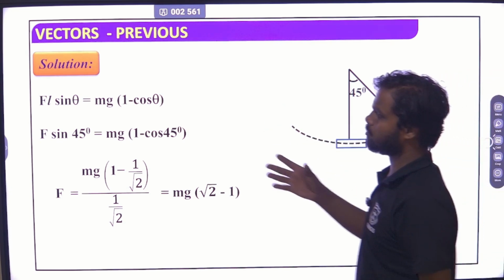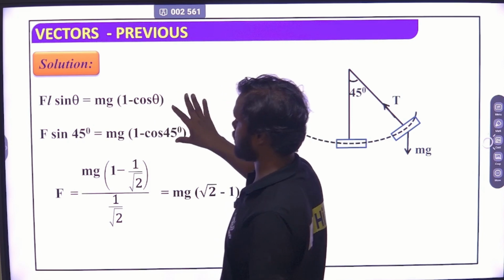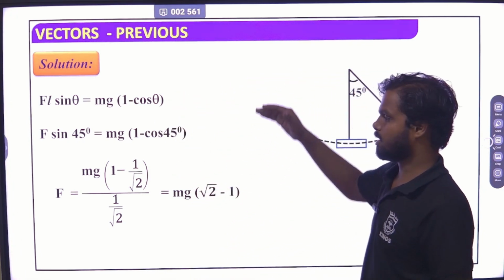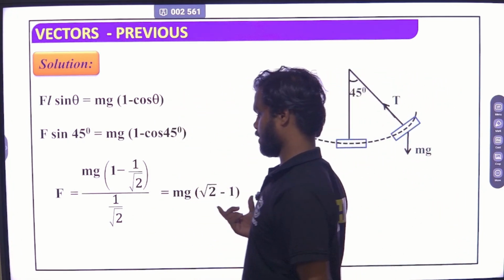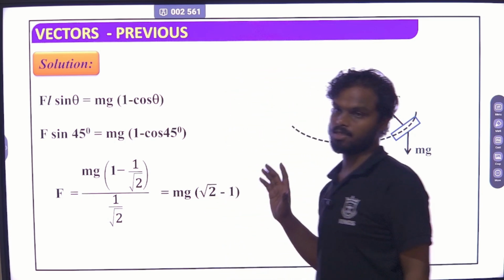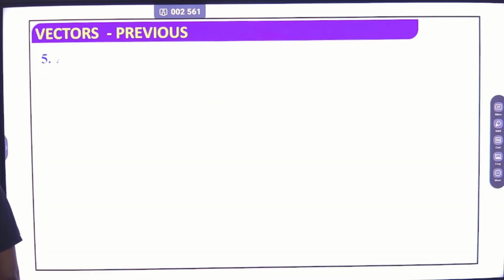Normally I explain how to take the component. Just apply the normal component part, and they have taken the component, just equate it. We will get mg root 2 minus 1. Clear? Now the next question.